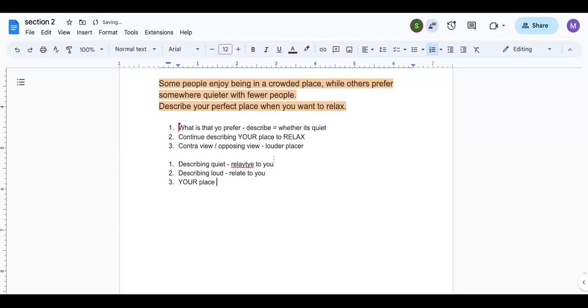But when I say relate to you, you'll have to express your opinion, express your description of what a quiet place is, what a loud place is. So when I think about it, a quiet place for me would be, let's say, the beach, right? And a loud place for me would be, let's say, a very fancy restaurant. Again, that's my expressive point of view, so I will need to describe it with my perspective. I can't say that Saliha thinks that this particular place is quiet. I'll have to say why I think it's a quiet place to relax. Do you get what I'm saying?